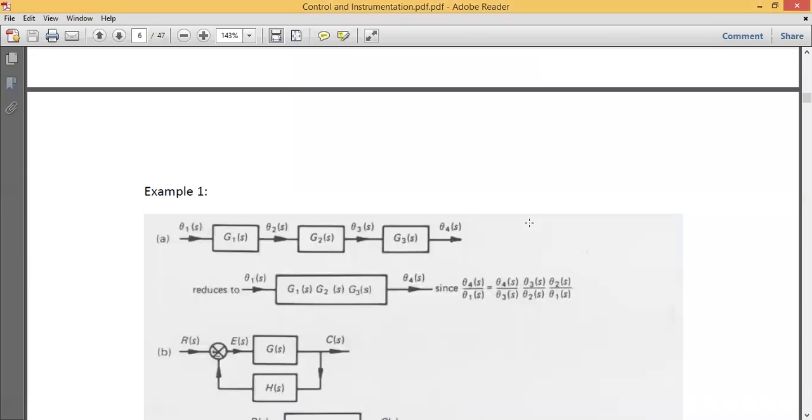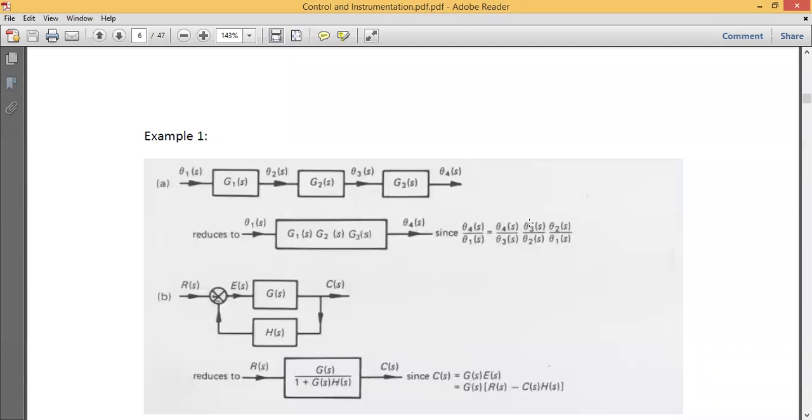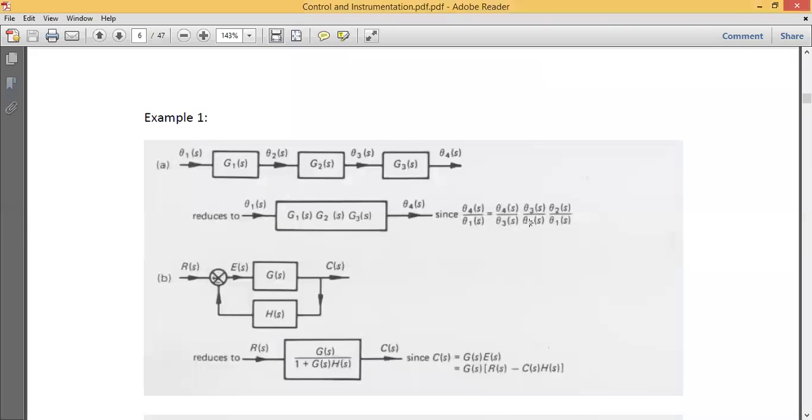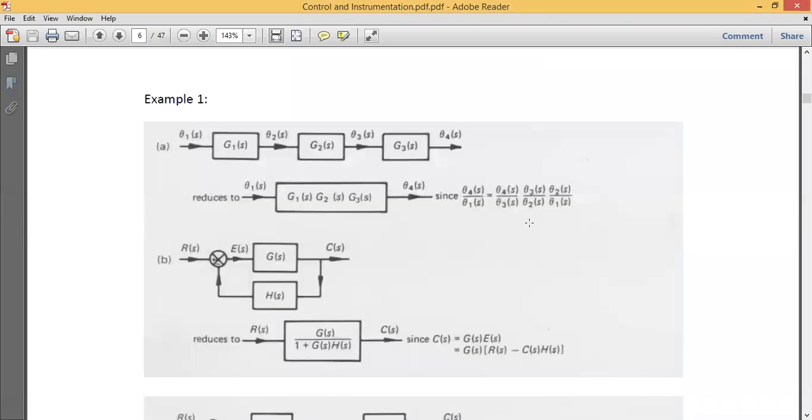So after studying all the rules, let us go for finding the solutions for some of the problems. Let us take the first problem. I have three blocks which are connected in series. The input to block 1 is theta 1 of s, and the output of block G1 is theta 2 of s, but theta 2 is the input to G2. Similarly, theta 3 is the input to G3, and theta 4 is nothing but your output.